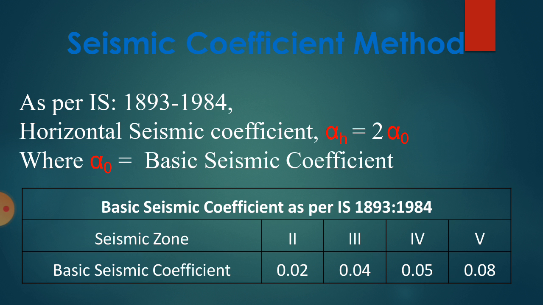Now in the seismic coefficient method, as per IS 1893-1984, the horizontal seismic coefficient is found by alpha h equals 2 alpha 0, where alpha 0 is the basic seismic coefficient. As per IS 1893-1984, for seismic zones 2, 3, 4 and 5, the basic seismic coefficient is 0.02, 0.04, 0.05 and 0.08 respectively.